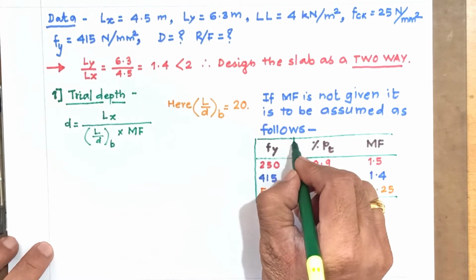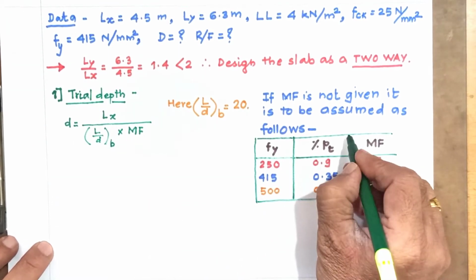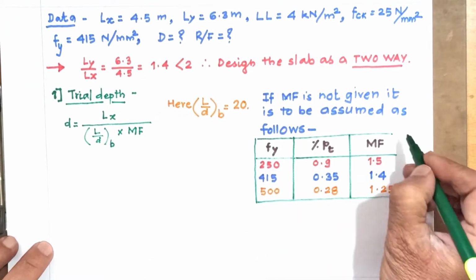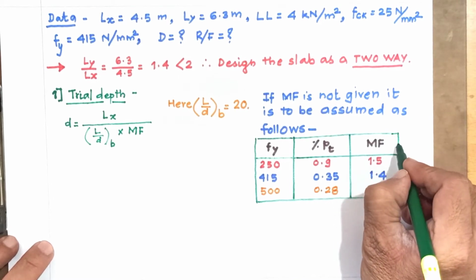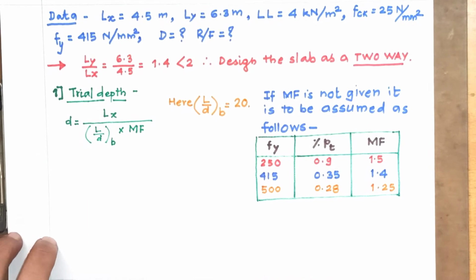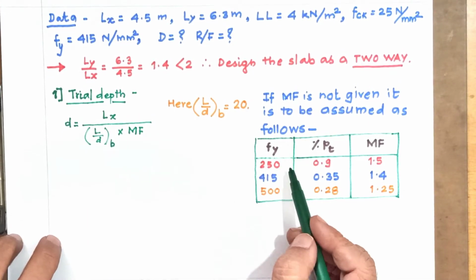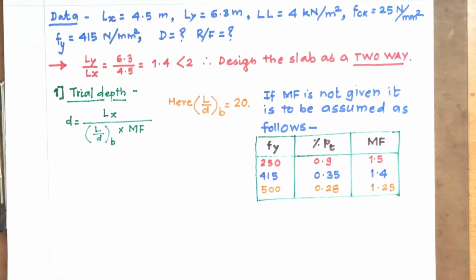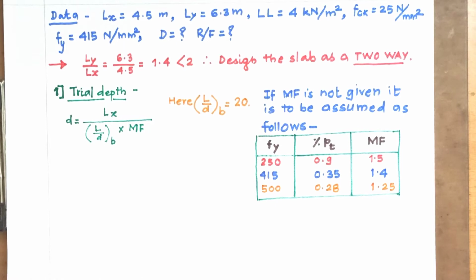Please see carefully. For all the three grades, I have told you, if it is not given in the exam, you can assume percentage PT for the given grade of steel, and accordingly you can assume the modification factor. Okay?